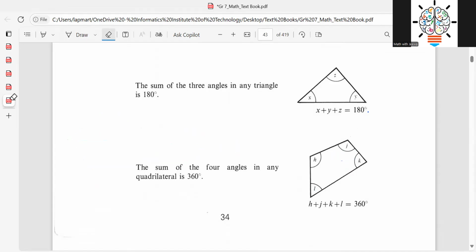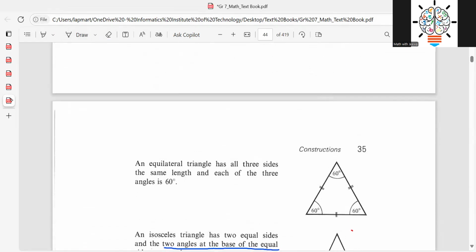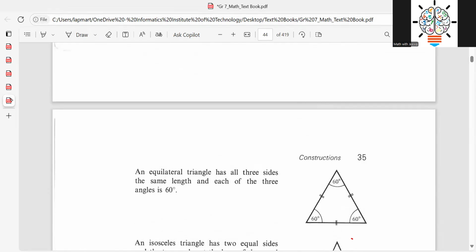Any quadrilateral, I can segregate into 2 triangles. One triangle's interior angles will add up to 180. The other triangle's interior angles add up to 180. Altogether, it becomes 360. Therefore, the sum of the 4 angles in any quadrilateral is 360 degrees. Right? So then we will move to the next theorem.